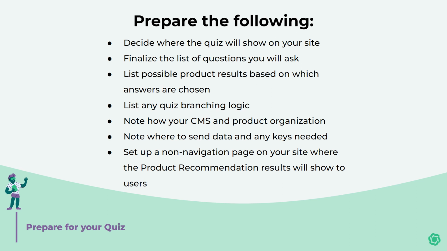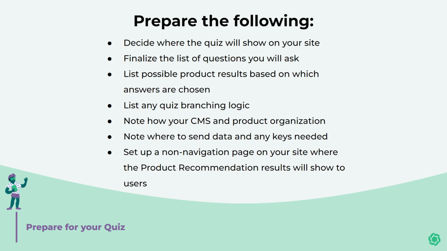Next, you want to list any quiz branching. An example of using quiz branching would be an e-commerce store selling beachwear. If a user comes to the quiz looking for sunglasses, they don't need to be asked what size towel they need. Also, if the user is looking for towels, they should be asked what size towel they need, but not be asked what color lenses they prefer.